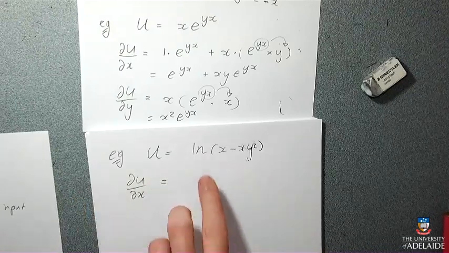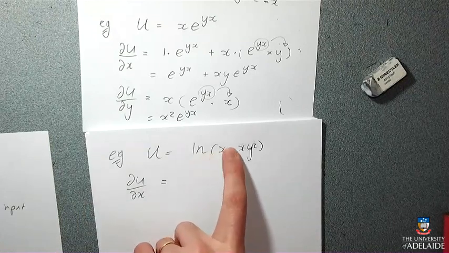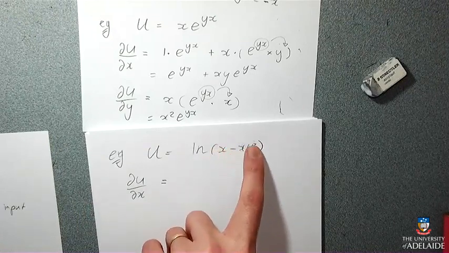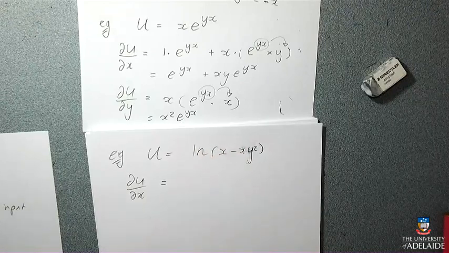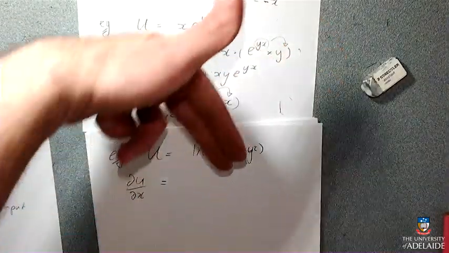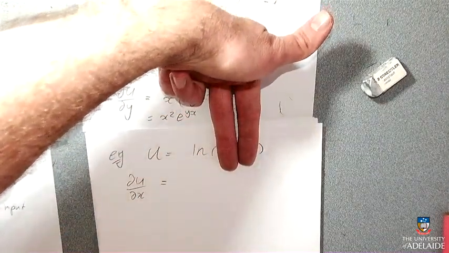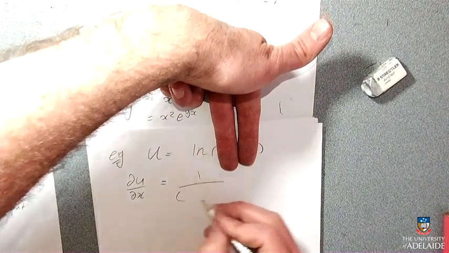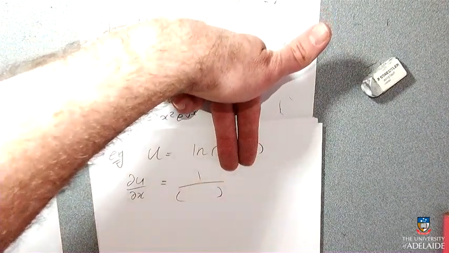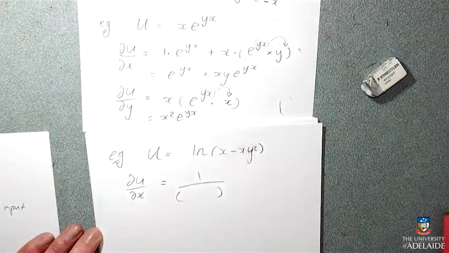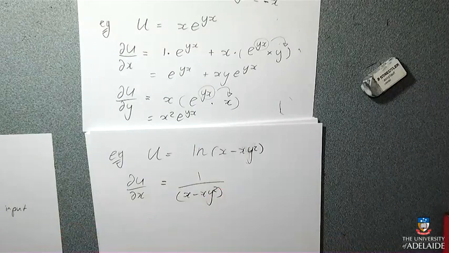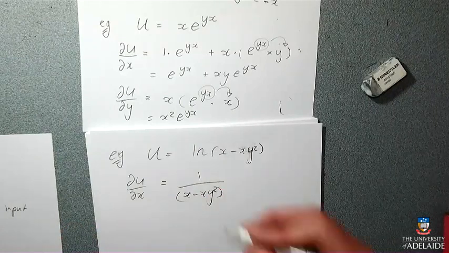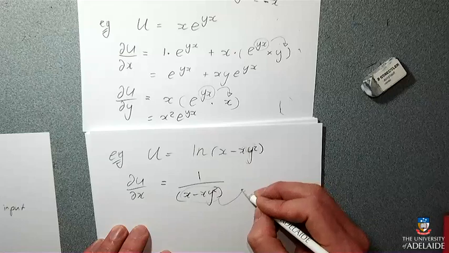So let's have a look. This ln is a function, and inside it we have this stuff. So I know that if I have something inside a function, I'll have to use the chain rule. So regardless of what's in there, I'm going to have to do this. So the derivative of ln of just thing should be 1 over that thing. That's how ln works. And the thing that I have there is x minus xy squared. But because of the chain rule, I will have to multiply by the derivative of this thing.